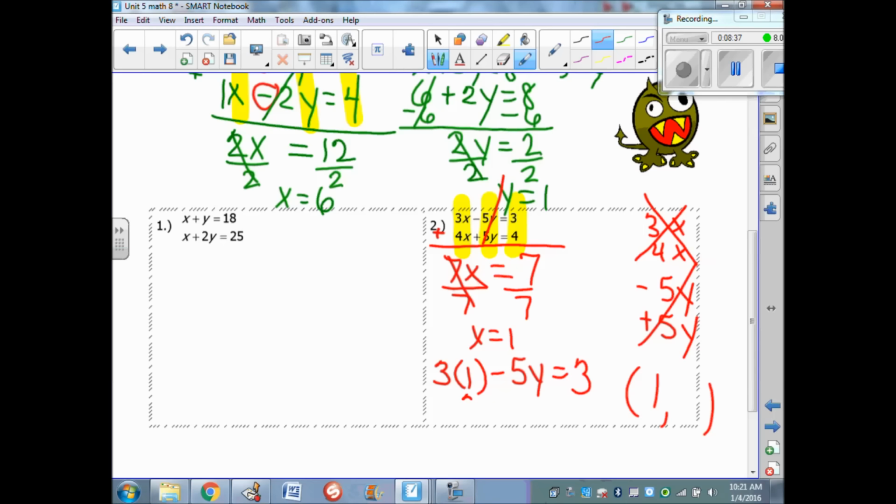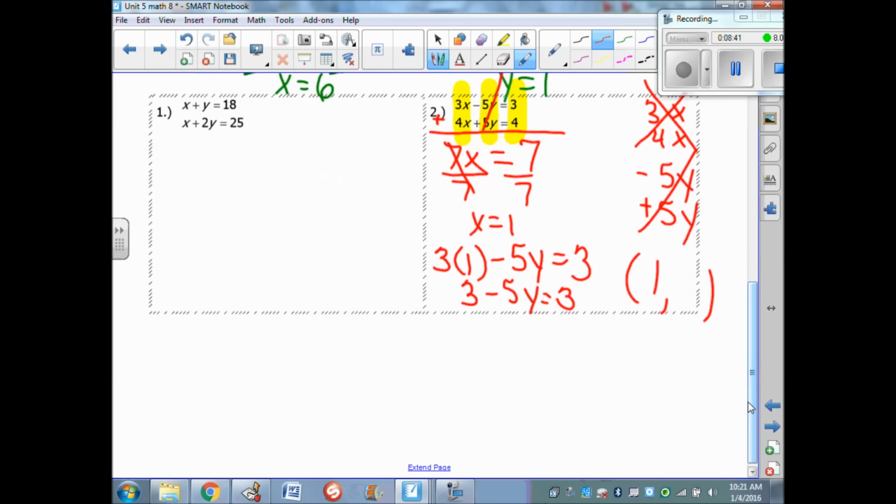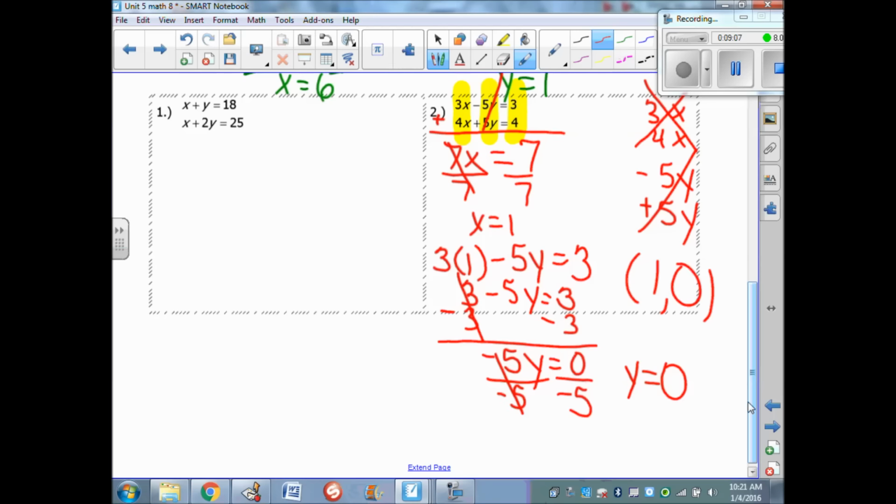3 times 1 is 3. Minus 5y equals 3. Now I'm going to take that equation and solve for y. Keep going, it's okay. Solve for y. Divide by negative 5. Y is equal to, what's 0 divided by negative 5? 0. Done. My solution is 1, 0.